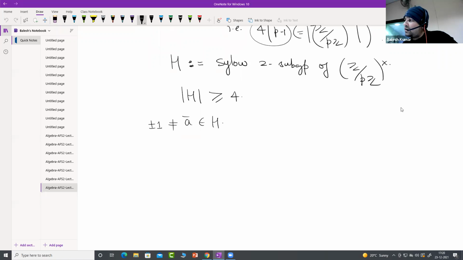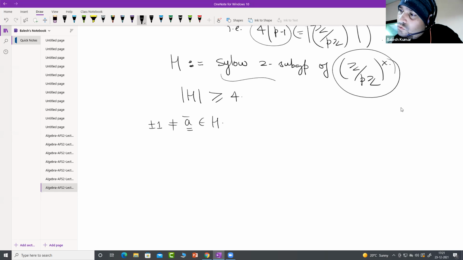And of course you can see that this element A will not have order 2 or 1. Yeah, because this is different from plus 1 and minus 1, and the order 2 element we know is precisely minus 1, the only element which has order 2 here. And so therefore this has order neither 1 nor 2. And in a Sylow p subgroup, for example here the Sylow 2 subgroup, the order of any element will be a power of 2. Yeah, so that's exactly what we can write.